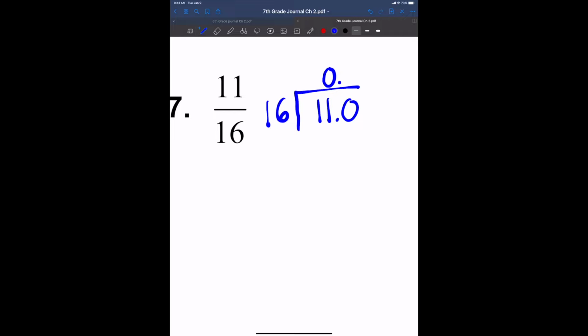Okay. How many 16s can go in 110? Well, gosh, if I multiplied 16 times 10, I'd get 160, so I know it's gonna be lower than 10.